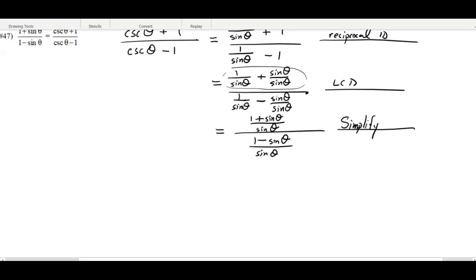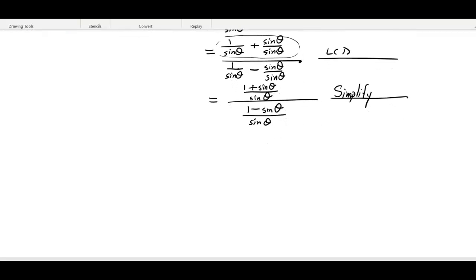Okay, and you know where we're going. Now that we have a big old fraction divided by a big old fraction, we're just going to keep change flip. Oh, I said it again. Guys, the shame knows no boundary. So 1 plus sine of theta over sine of theta times the reciprocal of the denominator, sine of theta, over 1 minus sine of theta.